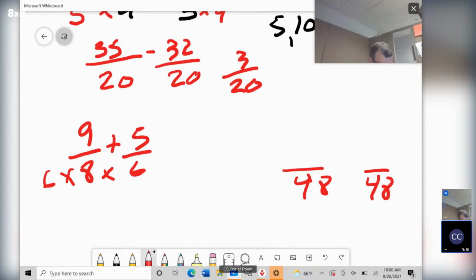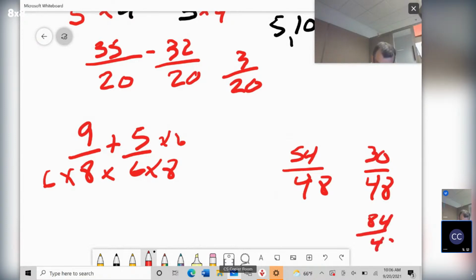And then 9 times 6 is 54. And 6 times 8 is 48, but we also have to multiply the top times 6, so that's going to be 30. So that's going to give us 84 over 48. Okay, but I want to back up because you get a bigger number there. It's not wrong, so you've got the right number there, but I want to show you why sometimes that one isn't the most effective way.